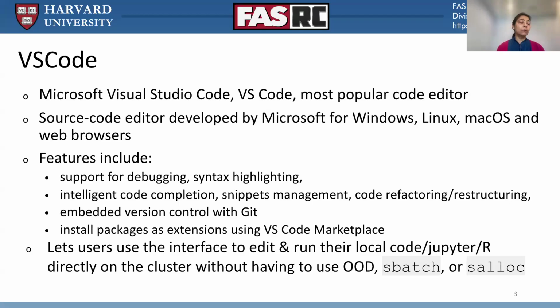The main features include, and I think that is also the reason why it is so popular with users, that it has support for debugging. It lets you do syntax highlighting. It also does intelligent code completion. It lets you manage snippets through its interface. You can do code refactoring or restructuring for your code in VS Code. And then it also has embedded version control through Git. So you don't have to really go back and forth. Once you have Git installed in there, you can easily have that version control going on for you.